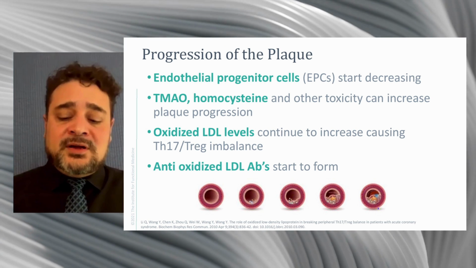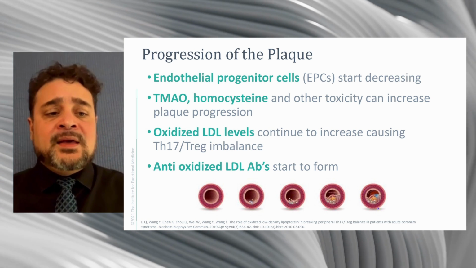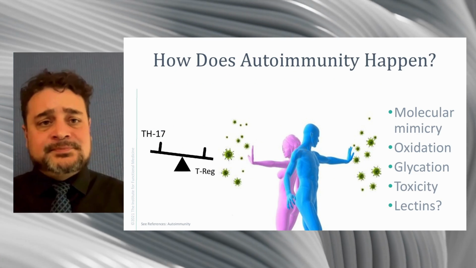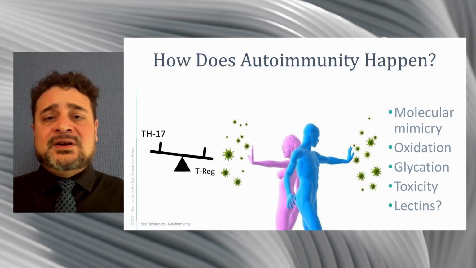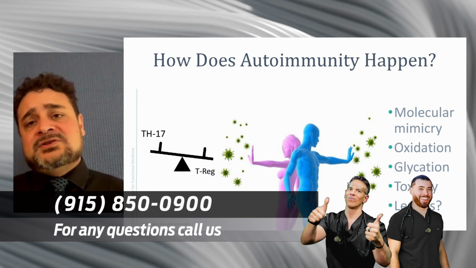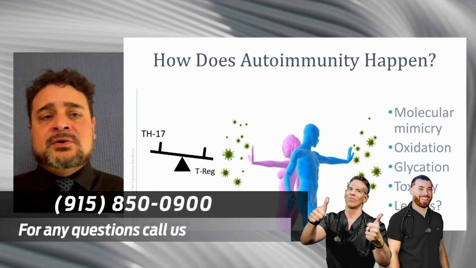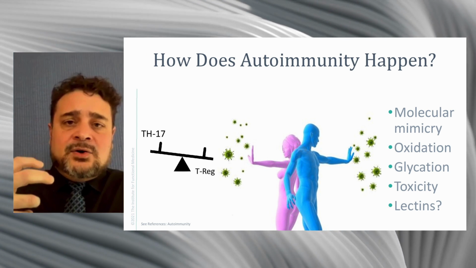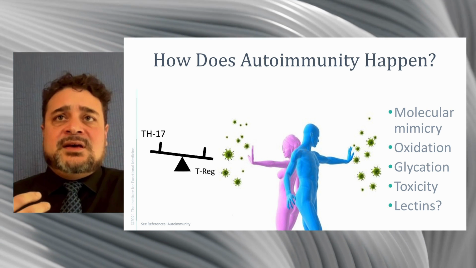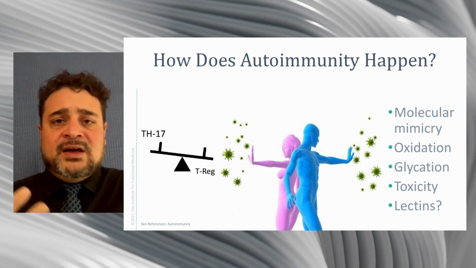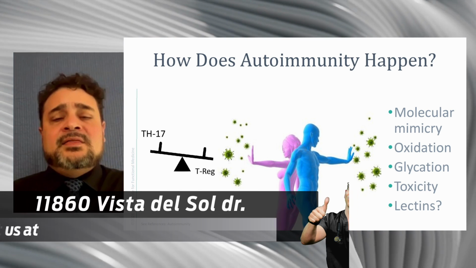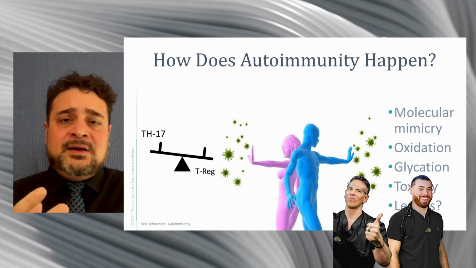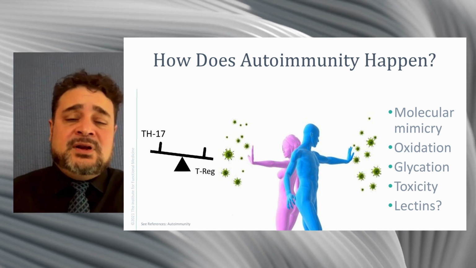So basically, it's marking you for autoimmunity. Anti-oxidized LDL antibodies then will start to form. How does autoimmunity happen? Well, it happens through molecular mimicry. So now let's take a step back. What I described is that there is a plaque forming process that's happening that's leading to autoimmunity.